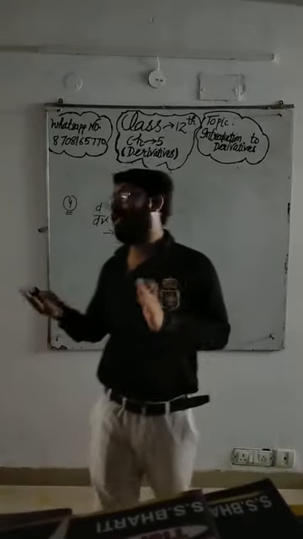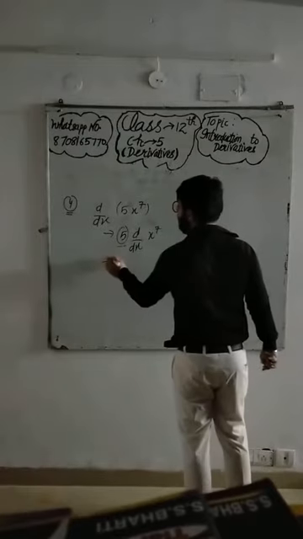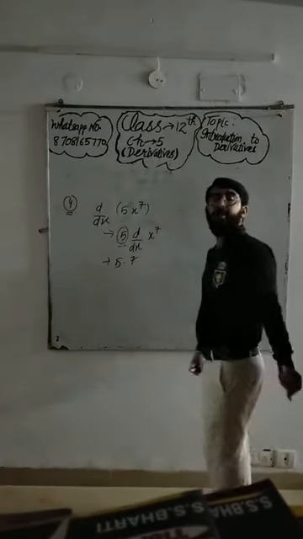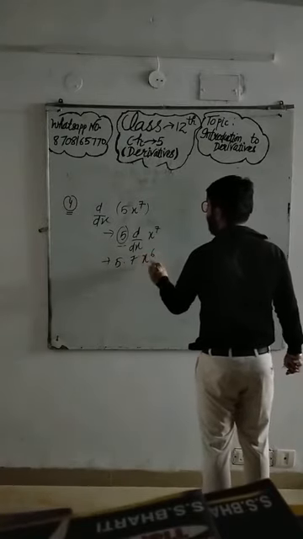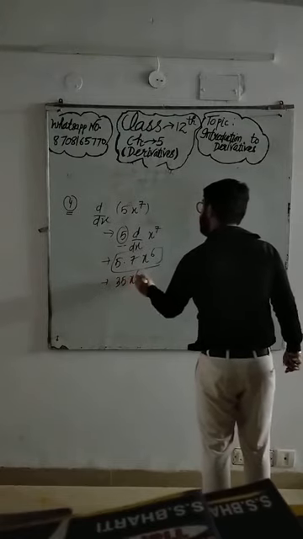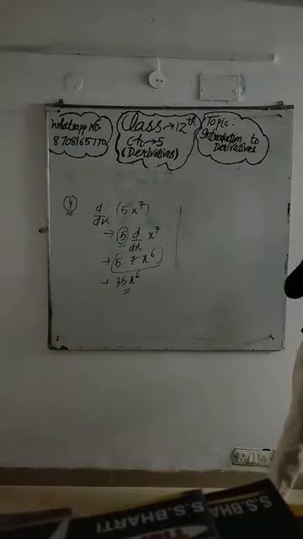We will take the constant out and differentiate it. Take the power down, now decrease the power by 1. 5 sevens is 35 into x raised to the power 6. This is your answer. Let us take some other example also.